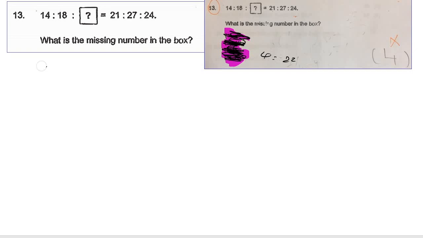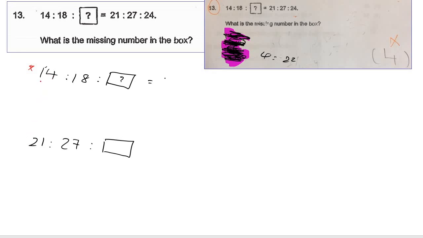So what is here is 14 colon 18 colon, and this one you don't know. You go to 21, then over here is 27, then 24. From here, you can see 14, 18. Is there anything that you can times? This to me looks like a 2 timetable, and this is more like a 3 timetable. So how can I change from 14 to 21?